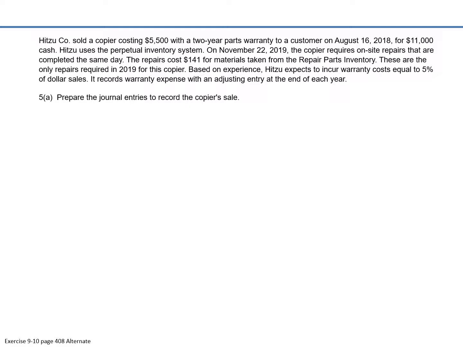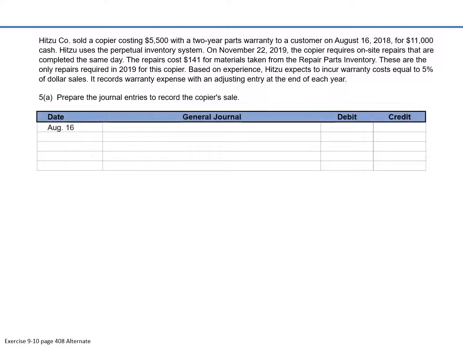Now they want us to prepare the journal entry to record the copier's sale. Credit cash, debit sales, right? For that $11,000. Then we have to record our cost of goods sold. $5,500 they tell us, and we're going to reduce our merchandise inventory by $5,500.